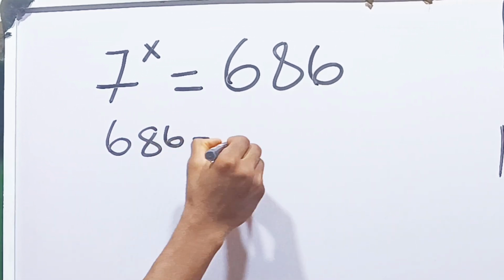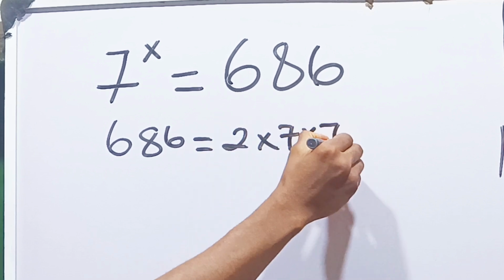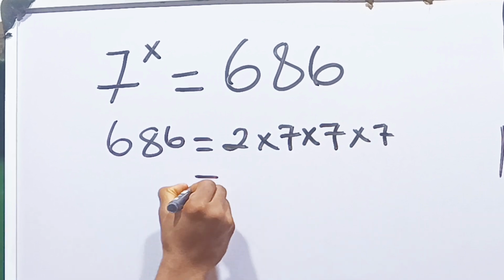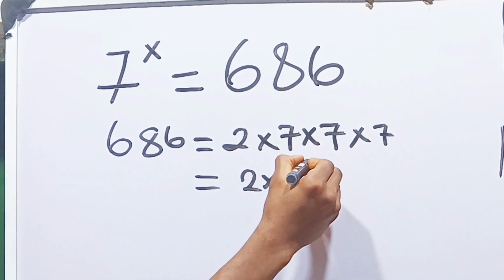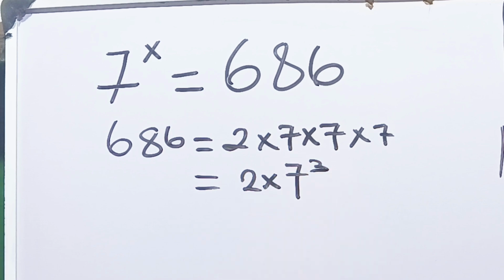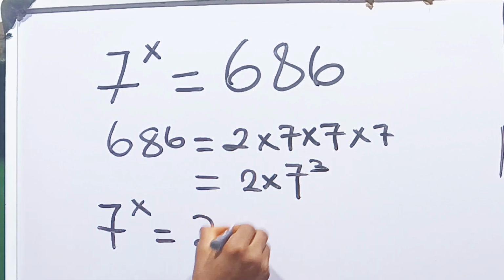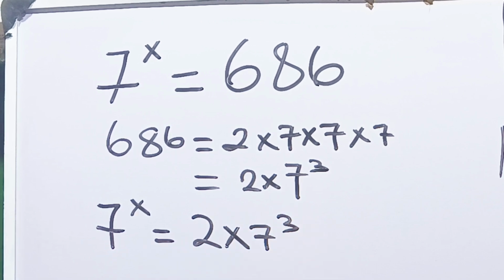This is equal to 2 multiplied by 7 multiplied by 7 multiplied by 7. Then this becomes equal to 2 multiplied by 7 three times, which is 7 raised to the power 3. Now we have that 7 raised to the power x is equal to 2 multiplied by 7 to the power of 3. Okay, how do we go on from here?